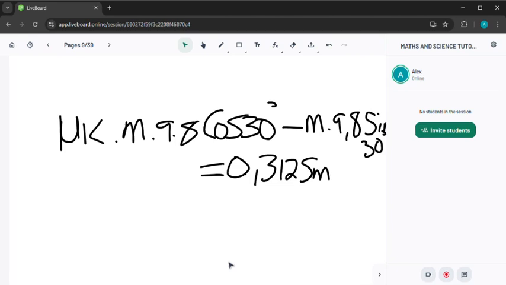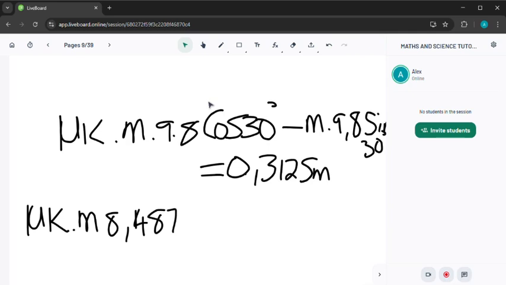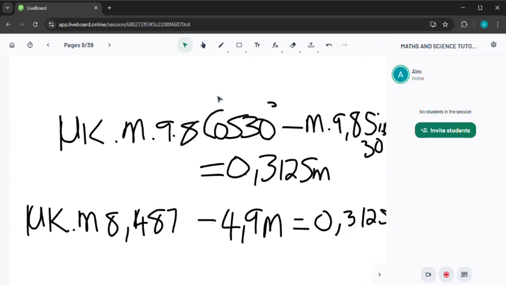Right, so good people, let's do our calculations. 9,8 multiplied by cos of 30 degrees. This is giving us, we are going to say mu k, which is the coefficient of kinetic frictional force, multiplied by m 8 comma 487, right, minus 9 comma 8 multiplied by sine of 30 degrees. Now sine of 30 degrees, this is equal to minus 4 comma 9 m, which is equal to 0 comma 3125 m. That is 0 comma 3125 m.